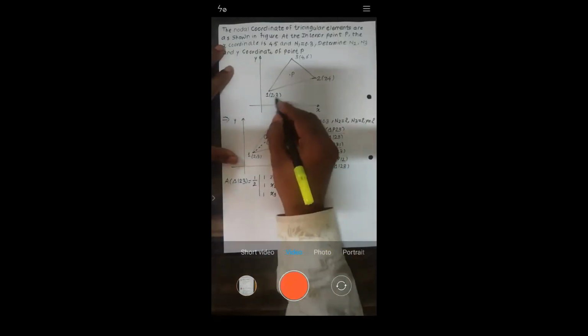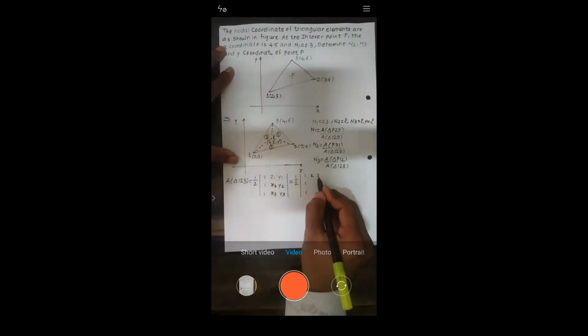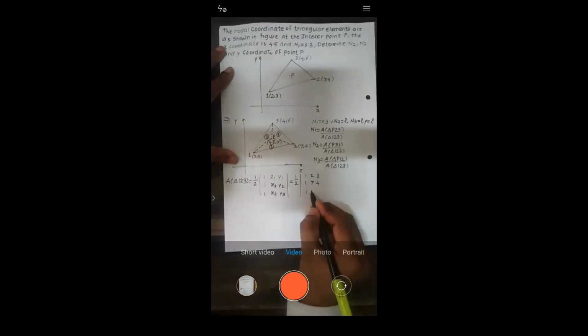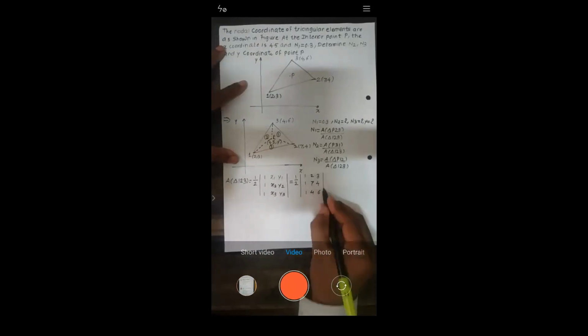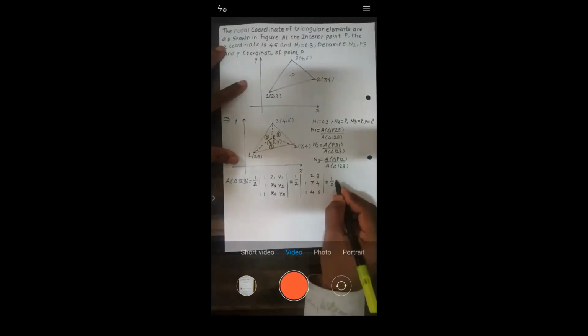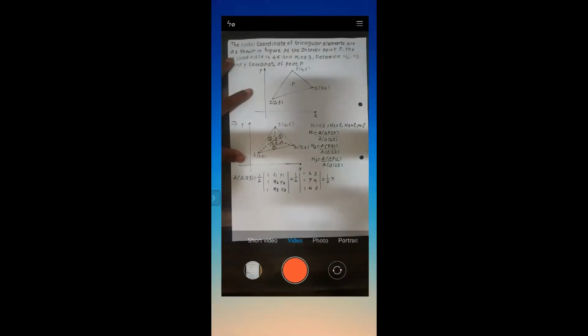What is x1, y1? It is 2, 3. What is x2, y2? It is 7, 4. And what is x3, y3? It is 4, 6, right? So can you calculate? So half into the determinant.